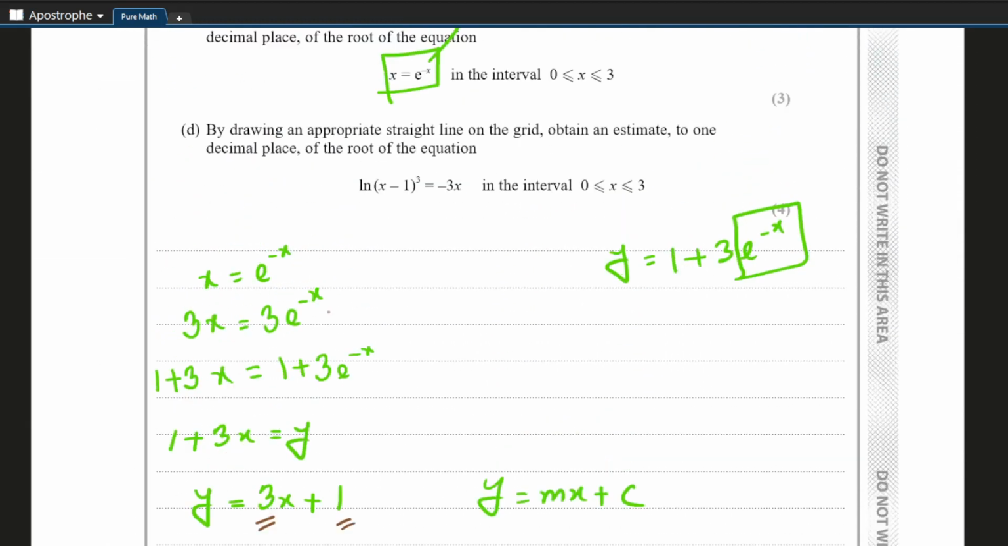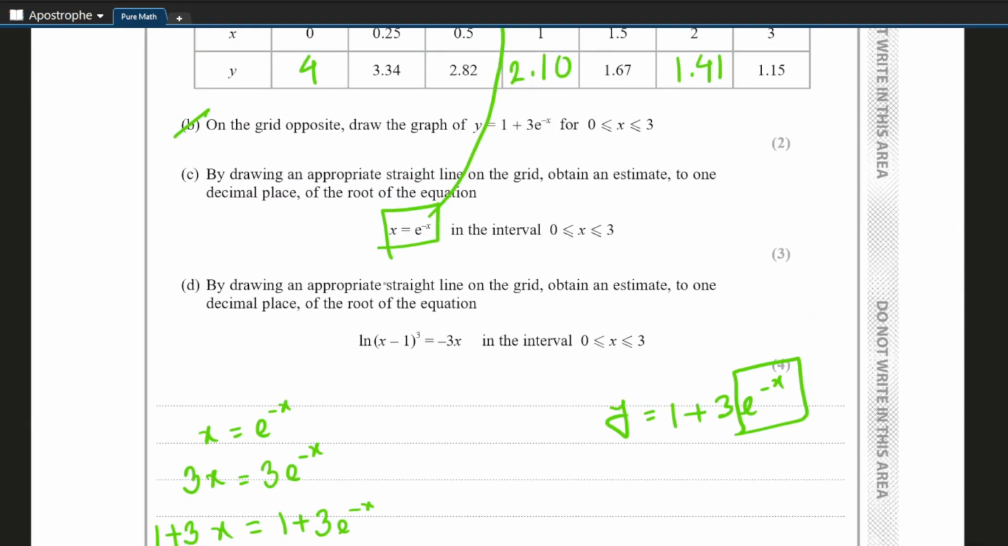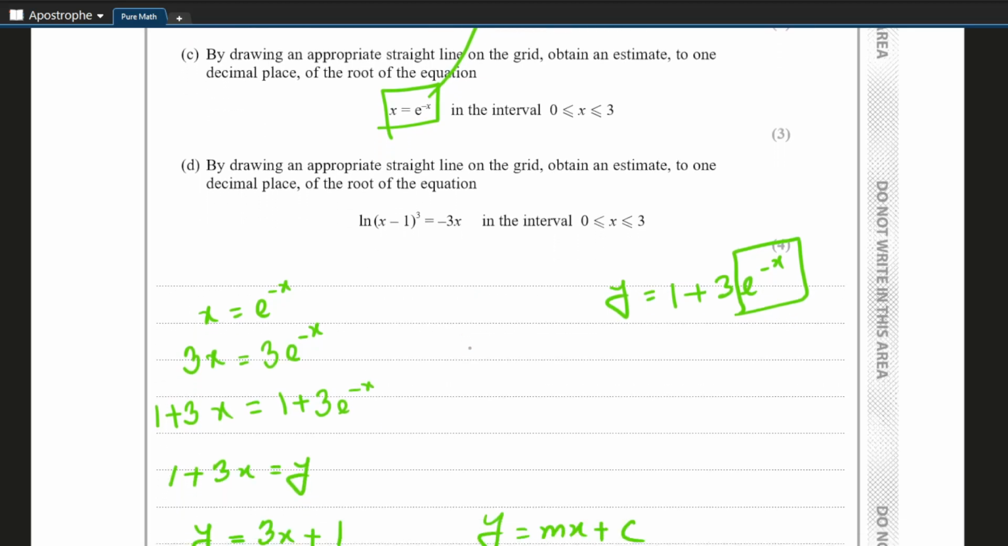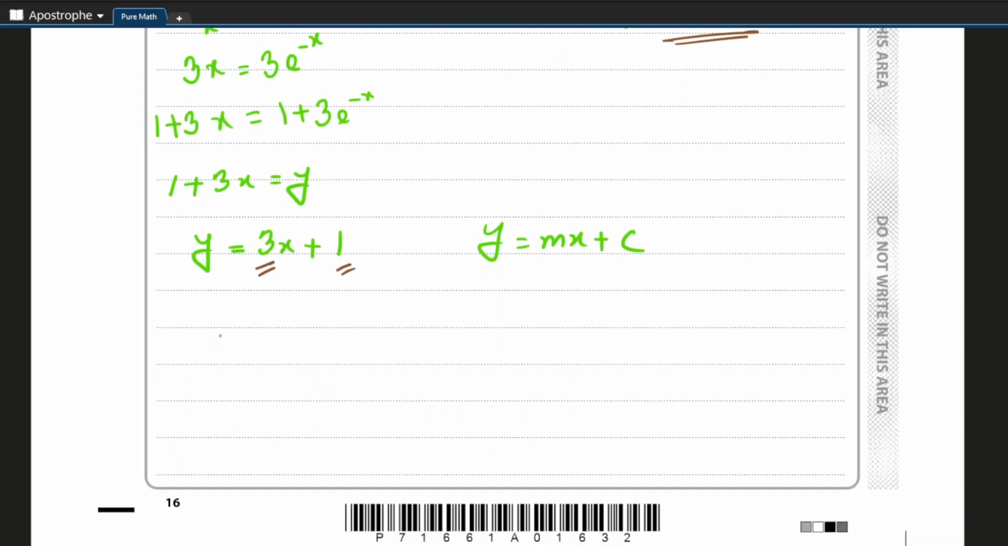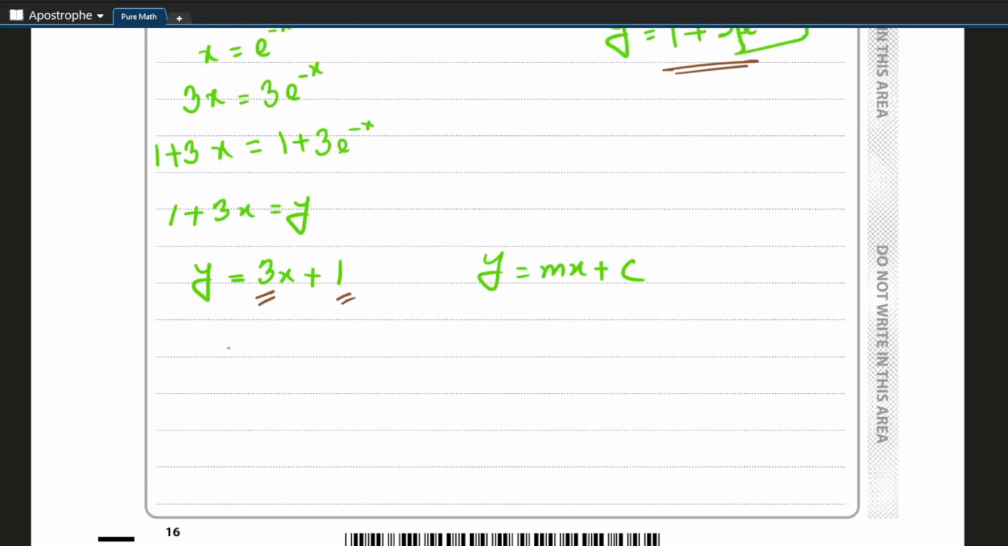Now, for the next question, by drawing an appropriate straight line on the graph, obtain an estimate of the root of the equation. Similar thing here. We have to convert this equation into this. So let's try ln. Let me do it on a separate page.